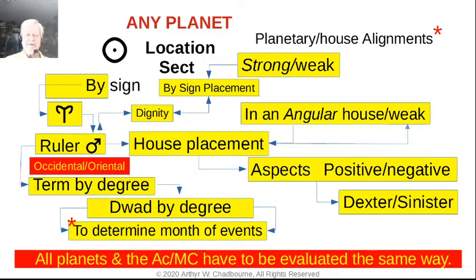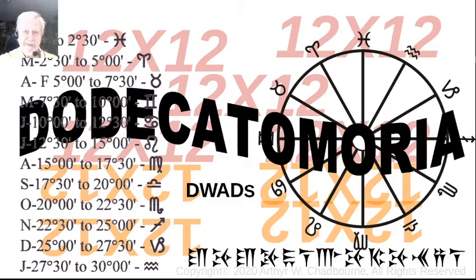As an astrologer, we're literally a detective. We're sleuthing all through this information to find out exactly what each planet is talking about or what it means. Today we're going to do the dodecatemoria, better known as the DWADS. So get ready for that.